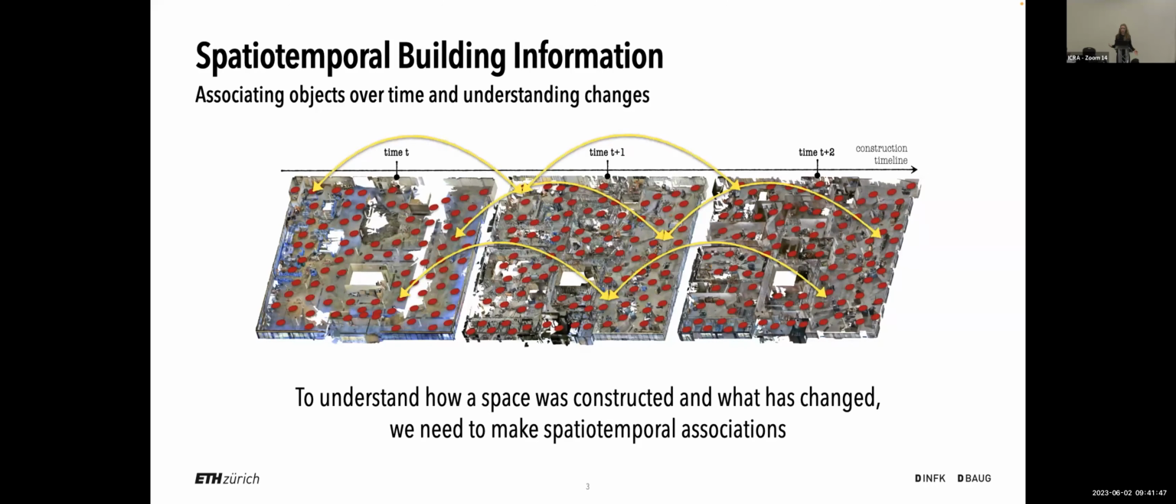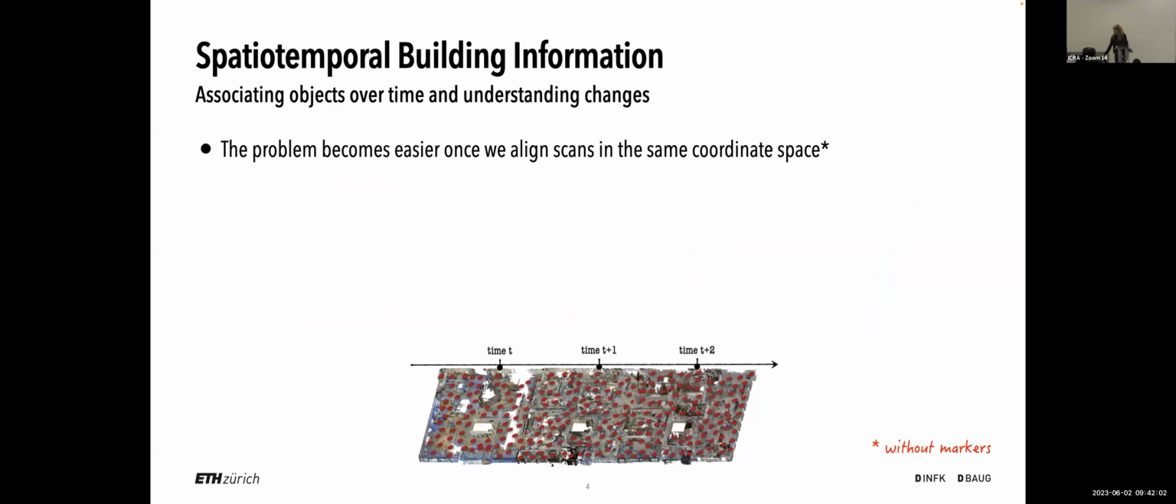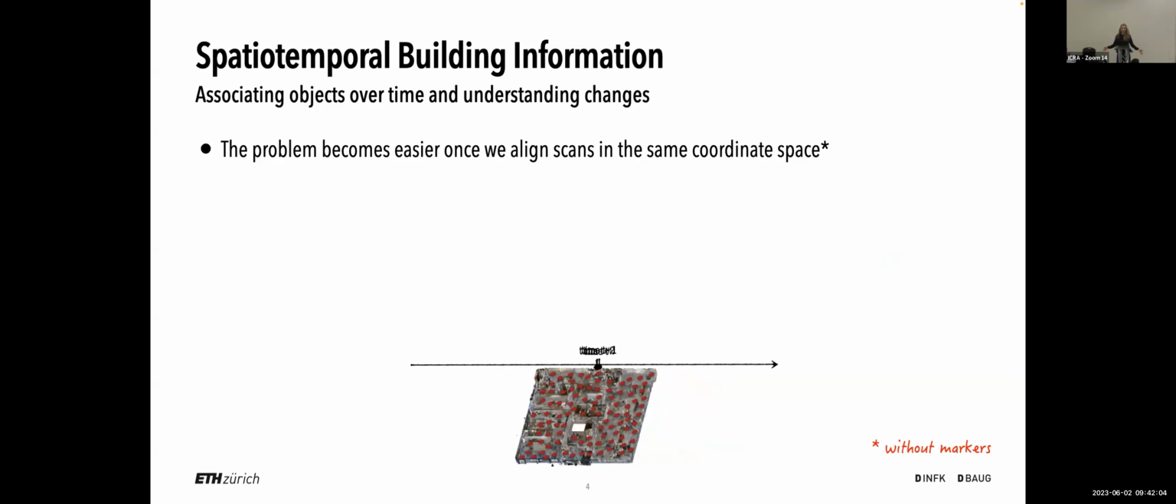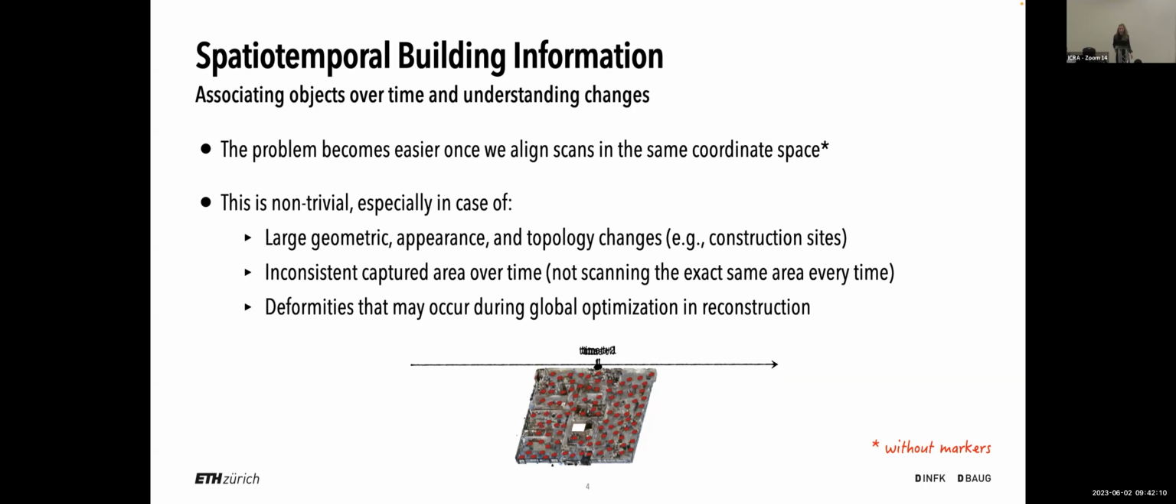And now the goal here is, in order to be able to understand how a space was constructed and how it changes over time, you want to be able to make the spatiotemporal associations across the scans, right? So you want to be able to understand that this corner over here is the same as this one over here and this one over here to start making this analysis. And this becomes easier once we are able to align all these scans that we have in the same coordinate system, right? However, this is not a trivial task, especially if we consider that we want to address it without the use of georeferencing information or any kind of markers.